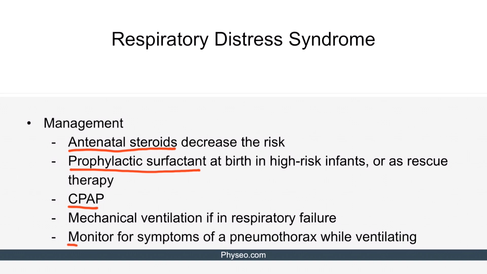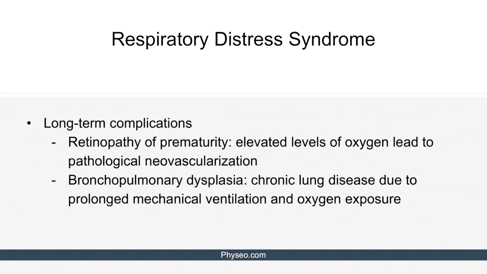If they are receiving ventilation, they should be monitored closely for signs of a pneumothorax, such as tachycardia, decreased breath sounds, and worsening respiratory distress. There are several long-term complications. Two important ones are retinopathy of prematurity, as well as bronchopulmonary dysplasia.